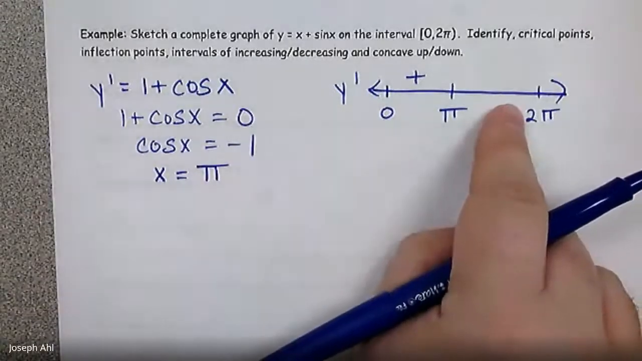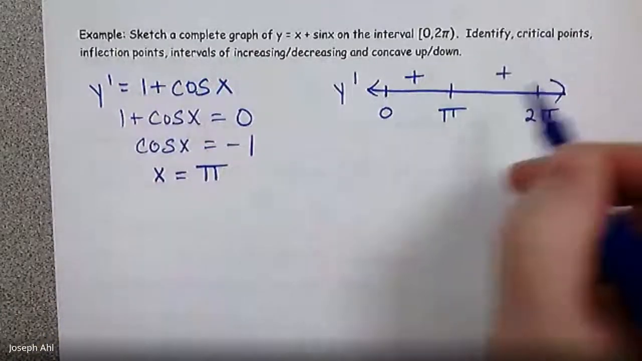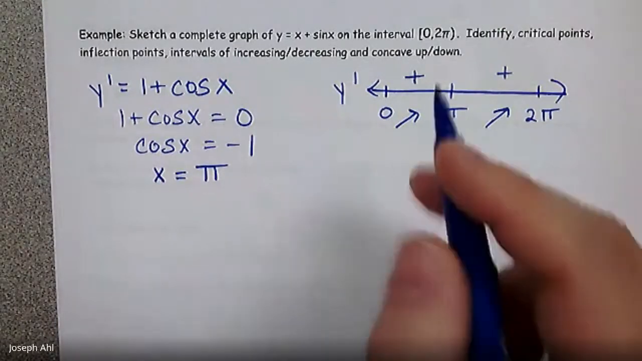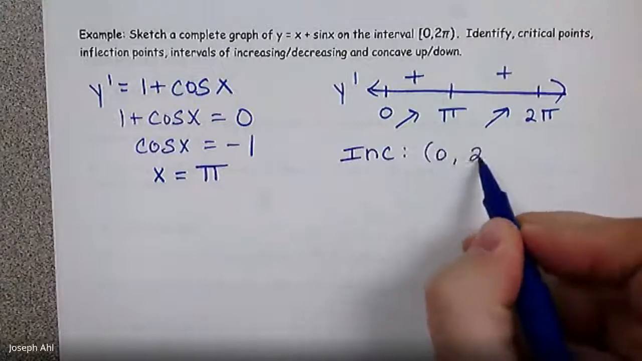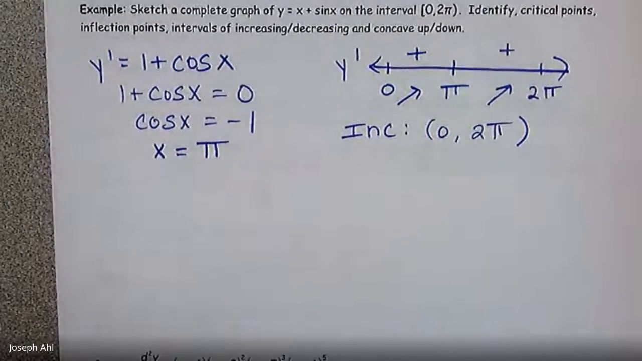If I test something like, how about 3 pi over 2? Oh wait, cosine of 3 pi over 2 is also 0, plus 1 is positive. So at x equals pi, do we have a local max? Do we have a local min? Well, it turns out to be neither of the two. But what I do know from my first derivative test here is that this graph is increasing over the interval from 0 to 2 pi. So when I go to make my sketch, that will be an important thing to consider, that it is always increasing over this domain.